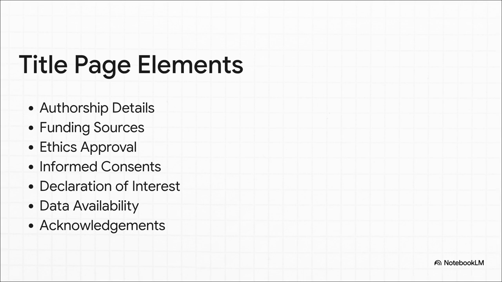You've got to explicitly list your ethics approval from a recognized board, confirm you have written informed consents from your participants, and lay out any competing interests. Oh, and you also need to state exactly where your data can be found, and acknowledge the people who helped you out, whether that's the university that gave you a fellowship or just the person who proofread your grammar. Get this framing right, and your paper is standing on incredibly solid ethical ground.